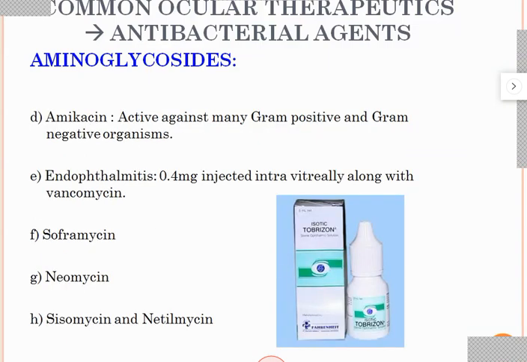And the next one is amikacin. It is effective against many gram-positive and gram-negative organisms. To treat endophthalmitis, 0.4 milligrams is injected intravitreally along with vancomycin. And the other ones are framycetin, neomycin, gentamicin, and netilmicin.